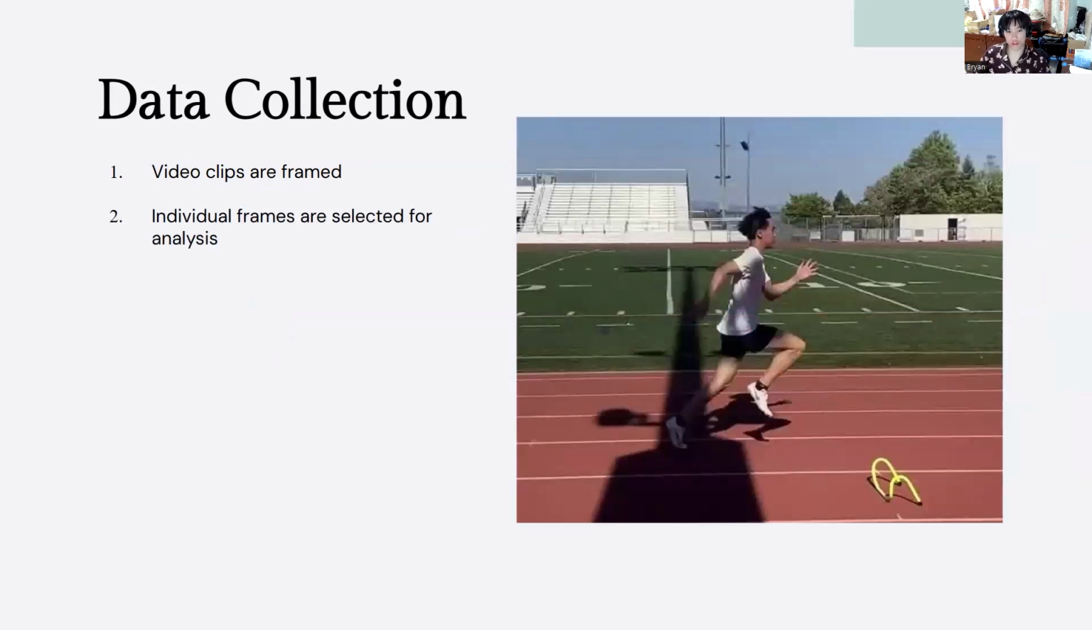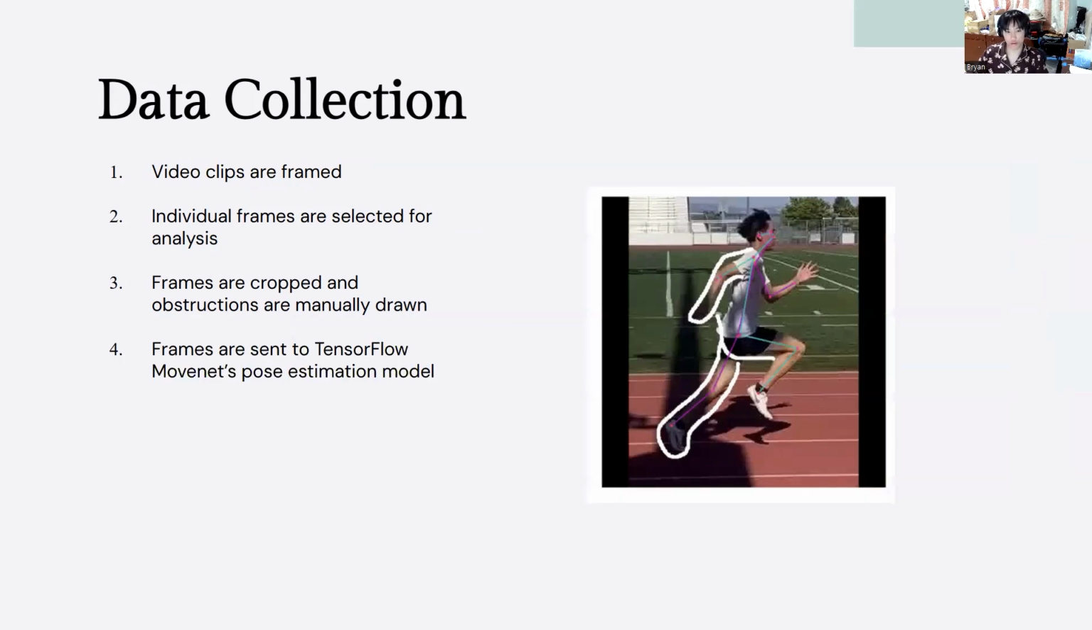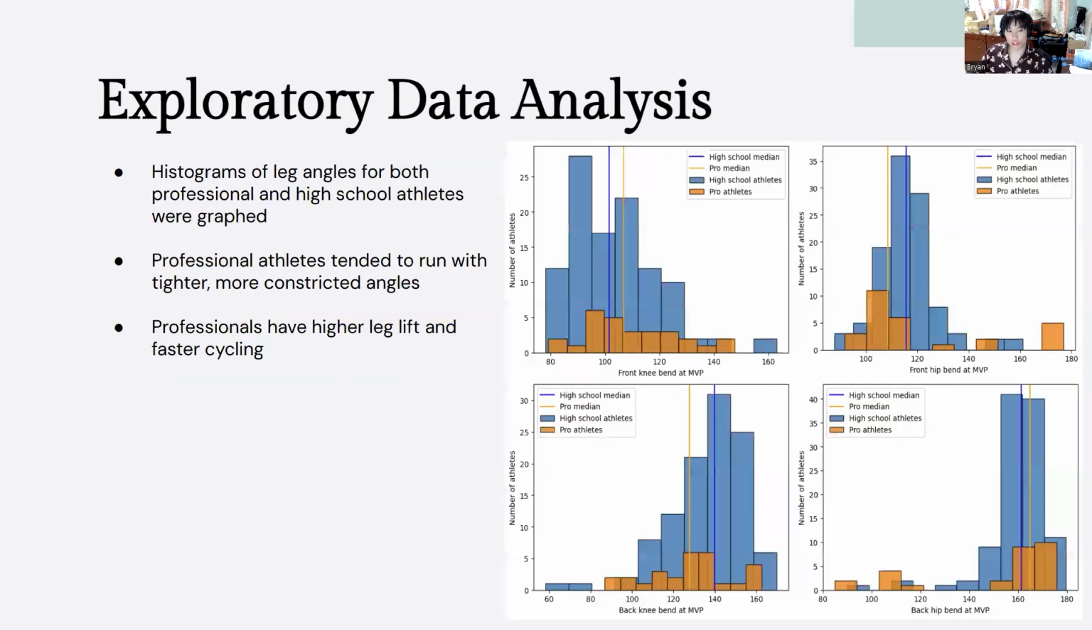These pictures were then cropped and manually painted over to help the pose estimation model better capture the runner, and then we put the frame through the pose estimation model to capture the angles, and those angles were entered onto a spreadsheet. Once we did this process for all our high school and professional athletes, we plotted all the leg angles onto histograms, where we saw some major differences in professional and high school athletes.